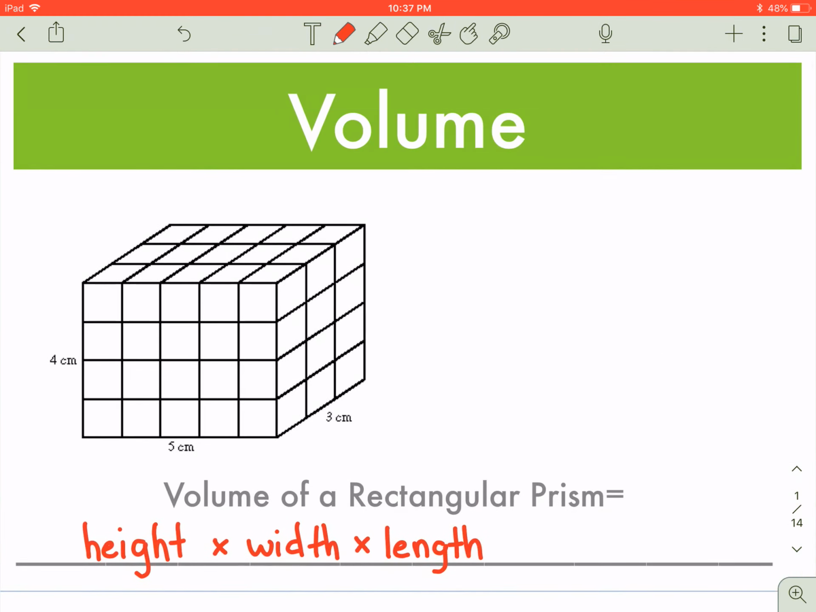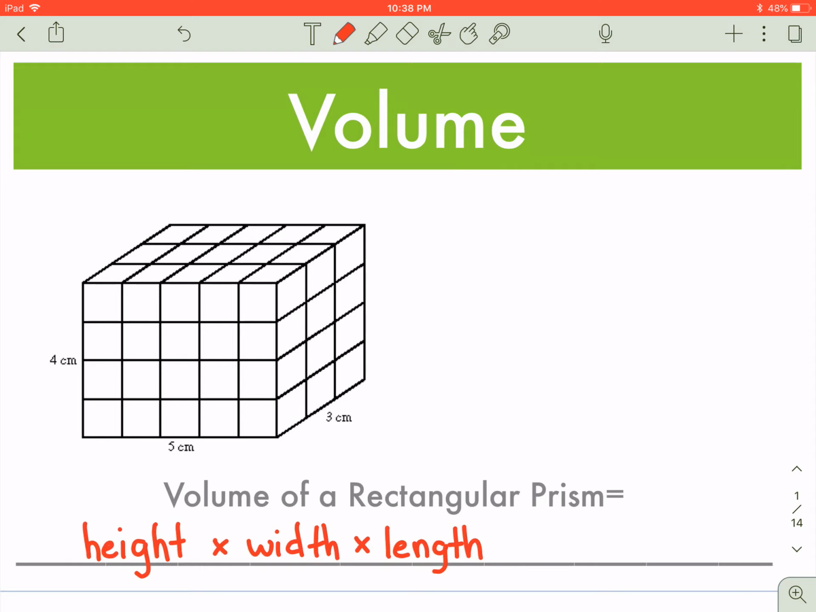And as we've talked about in the past, multiplication is commutative. The commutative property of multiplication states that it does not matter what order we multiply numbers in, we will get the same product regardless of that order. So it doesn't matter which number you start with, as long as you multiply the height of the object by the width of the object by the length of the object, that will give you the volume, or the amount of blocks that it can take to fill up the inside of that shape.